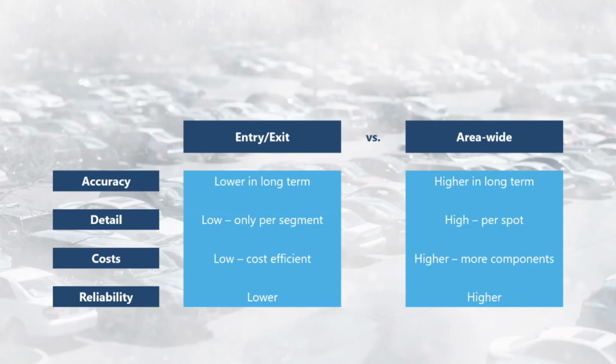In and out systems can be much more cost efficient. There are only a few entry-exit spots that need to be equipped. Area-wide is more cost demanding, having more components involved. But in terms of reliability, area-wide monitoring gets the credits here again.